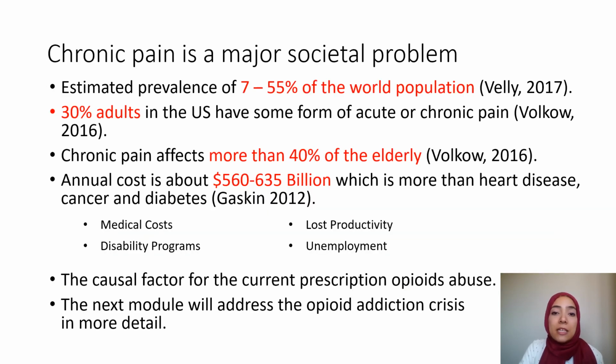Chronic pain is a major societal problem. It's estimated to affect about 7 to 55% of the world's population. 30% of adults in the United States have some form of acute or chronic pain, and it affects more than 40% of the elderly population. On top of the healthcare costs, there's also the lost productivity, disability programs, and unemployment that make this disease have an annual cost of $560 to $635 billion. That's more than heart disease, cancer, and diabetes.